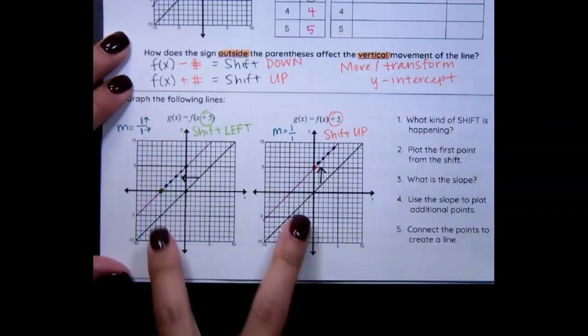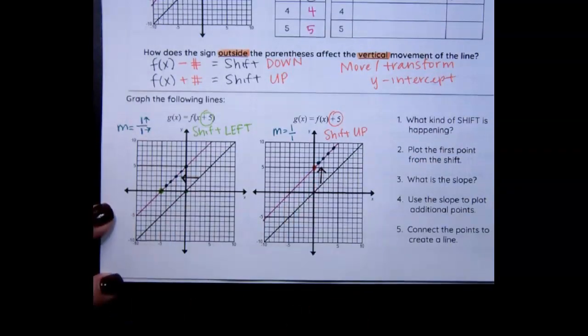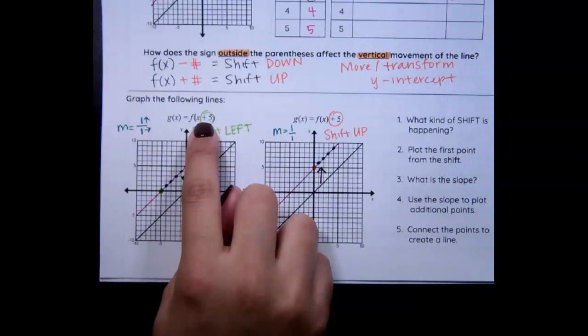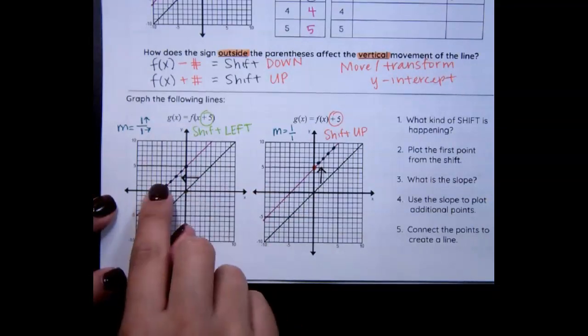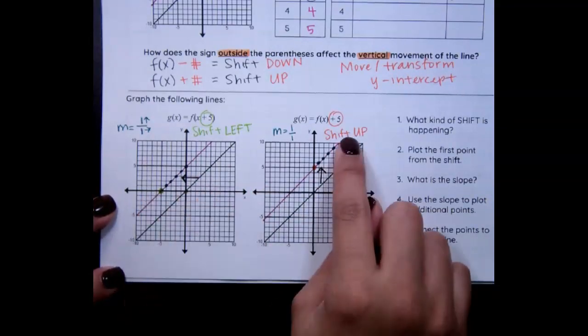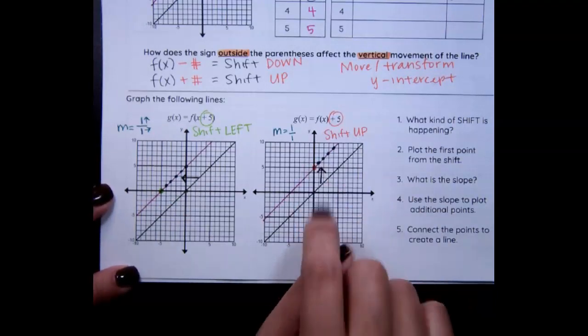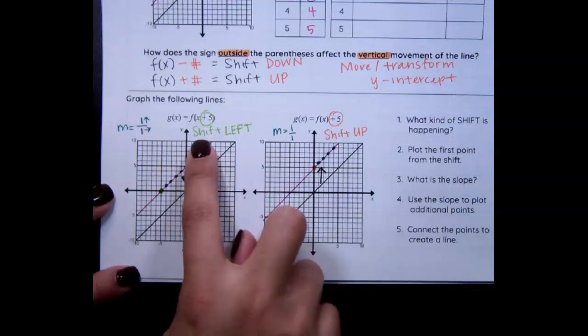Now, these two graphs look exactly alike. If I took away the arrows, you wouldn't know what direction I moved it. The graphs look exactly alike, but they are two different shifts. And it all depends on what the equation looks like. When I have the number inside the parentheses, the plus or minus are going to cause me to move my parent function sideways. When I have it outside of the parentheses, it's going to cause it to move up or down. So even though the graphs look the same, they are two different shifts. One is left and one is up.